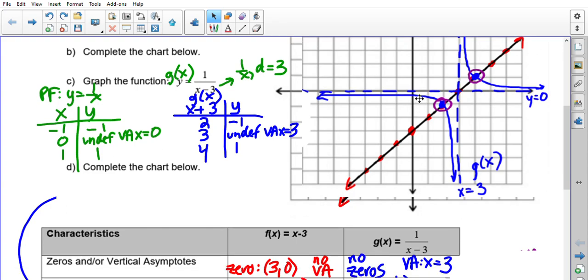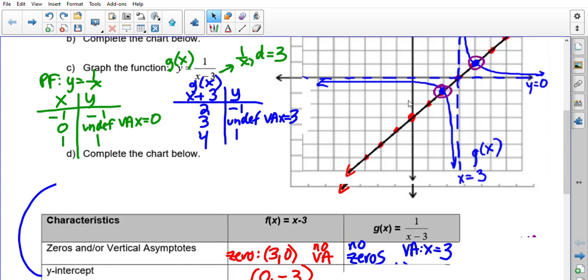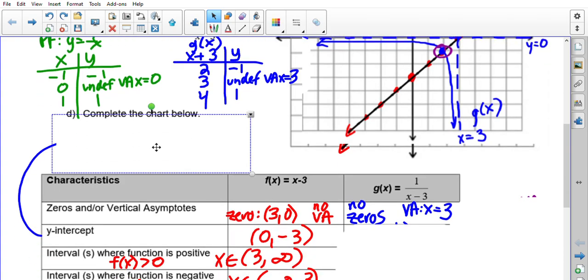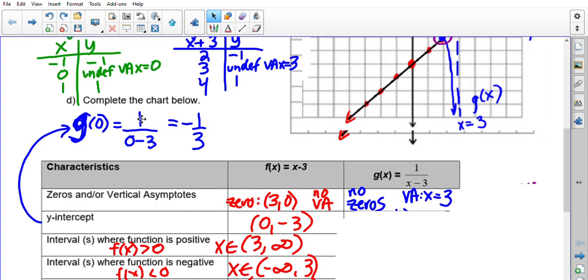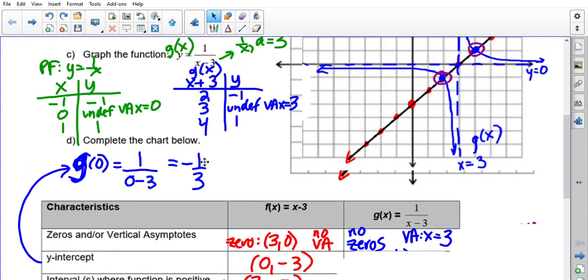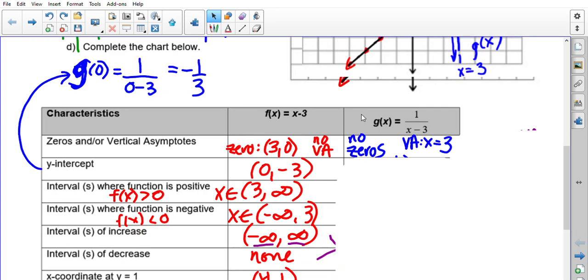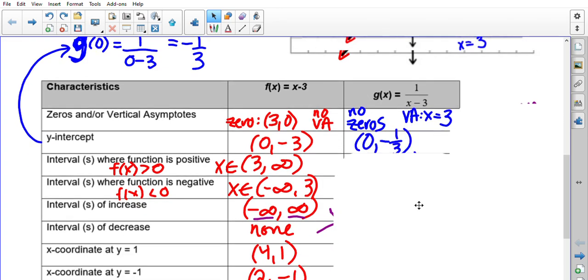So the easiest way to find a y-intercept is to let x equal 0. So we should have that work here. So we solve g at 0, and we sub it into that equation, we get that the number is -1 over 3. So that number in here, right, is -1 over 3. So we can plot that there.